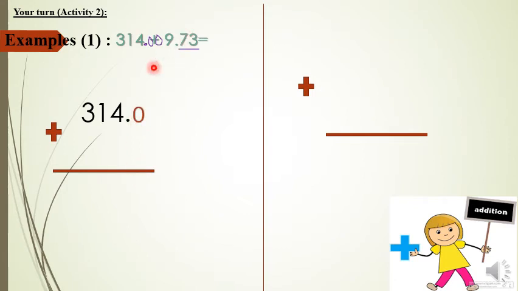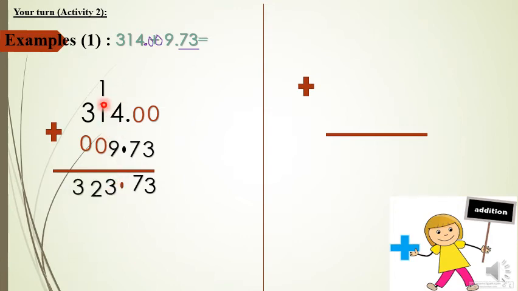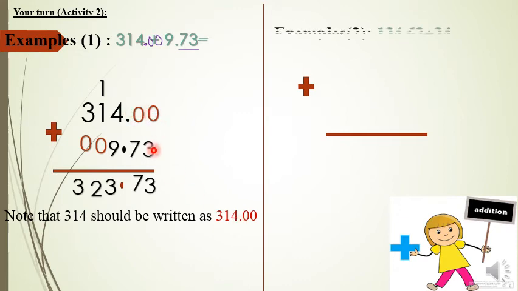314.00, and then we line up the point under the point and we write the second decimal number. So we put here zeros in the empty spaces and we add starting from the right to the left. We put also the point under the point. 9 plus 4 it's 13, 3 and 1 carry out, 1 plus 1 it's 2 and 3, and this is our final answer. So we wrote 314 as 314.00. We add a point to it so we can add it to another decimal number.